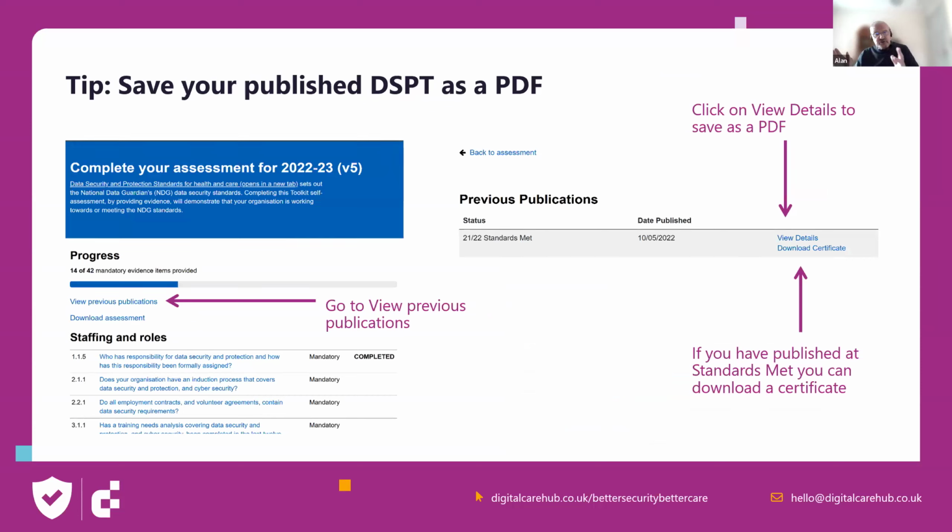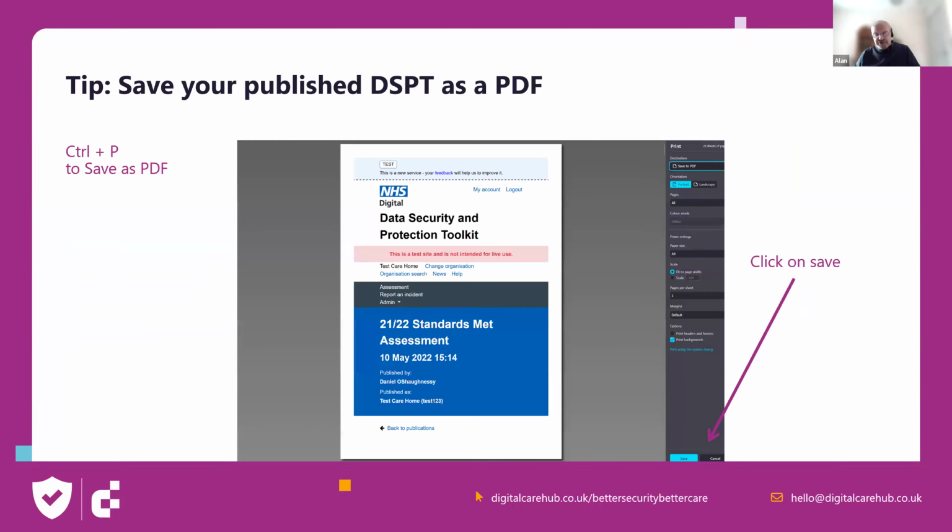So you would log into the toolkit, you would click on, this time, View Previous Publications, which is above the download assessment. That will then show all of the publications that are linked to your particular organisation. Select the one that you wish to download the PDF for. Click on View Details, and then you'll be able to save it as a PDF. However, you'll notice underneath the View Details, it also says Download Certificate. So it is possible to download a certificate that will verify that you have published your toolkit at standards met.